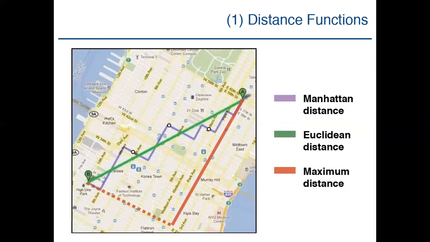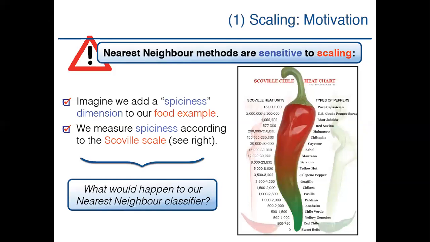Now the second thing here, along with this distance, there's another point, and that is that this nearest neighbors method is actually very sensitive to scaling. What that means is, here you had two variables earlier, crunchiness and sweetness, and we were measuring them from 1 to 10.